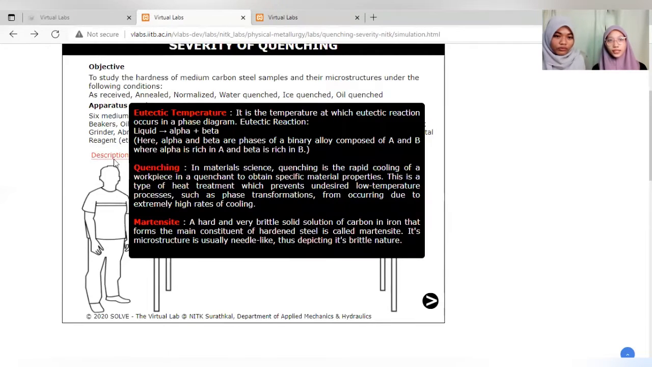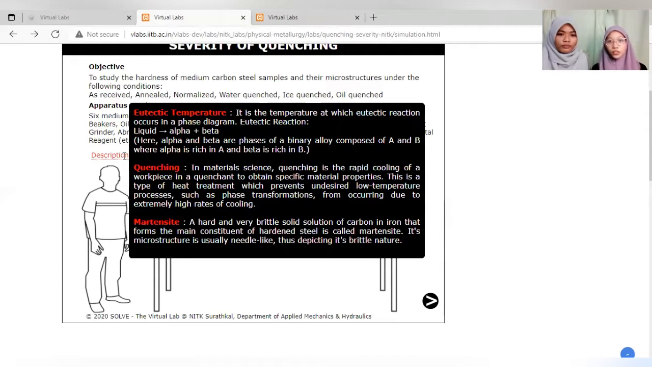So the descriptions. Eutectic temperature is the temperature at which eutectic reactions occur in a phase diagram. Eutectic reaction: liquid to alpha plus beta. Here, alpha and beta are phases of a binary alloy composed of A and B, whereas alpha is rich in A and beta is rich in B.